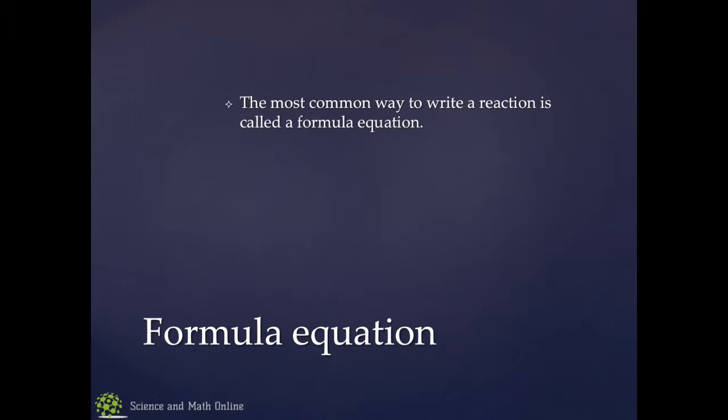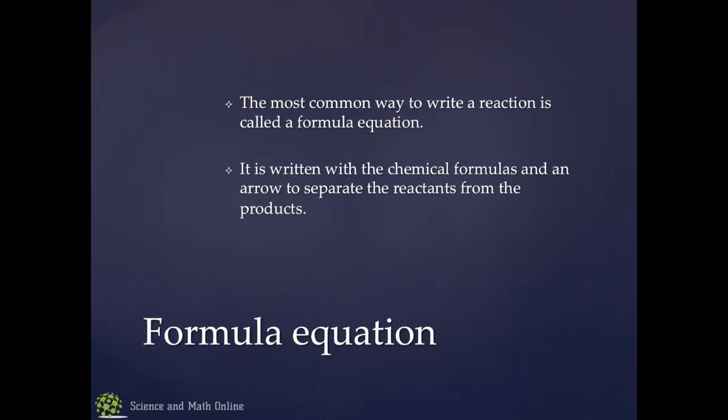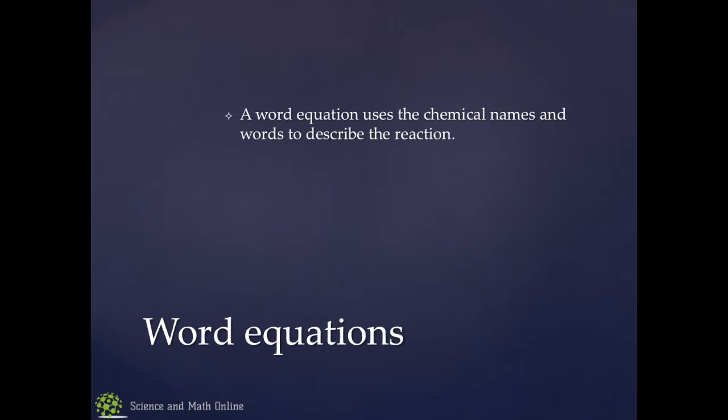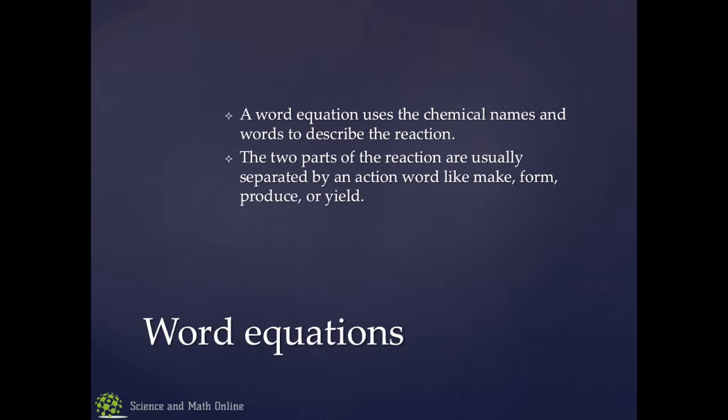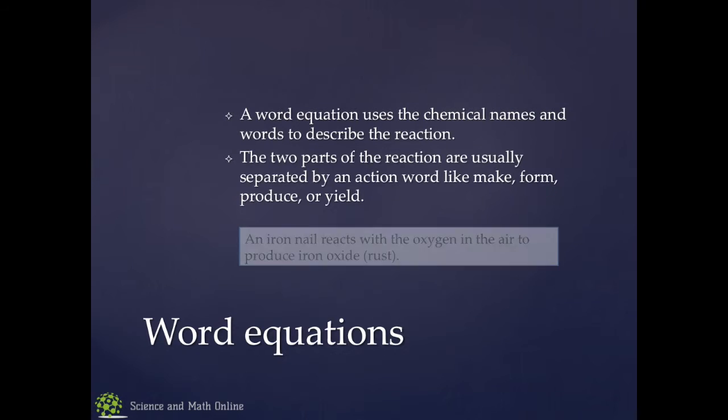So what you just saw there is what we call a formula equation. It is written with the chemical formulas and an arrow to separate the two sides from one another. We can also have what we call word equations, where we use words to describe it. So an iron nail reacts with oxygen in the air to produce iron oxide, rust. And we use words like make, form, produce, or yield in place of where the arrow would be. So you'll see both.